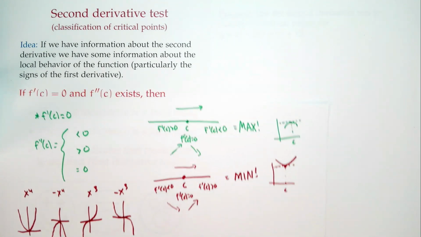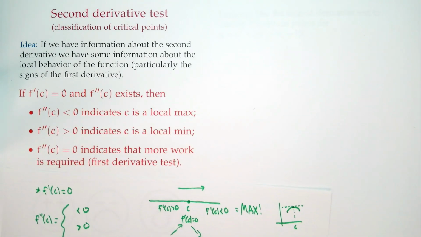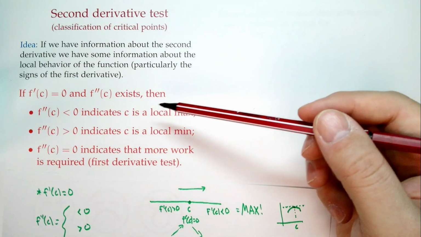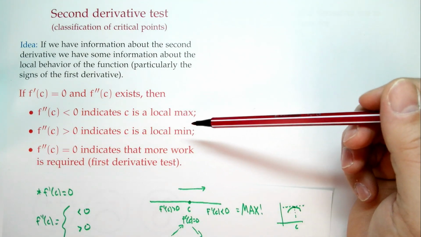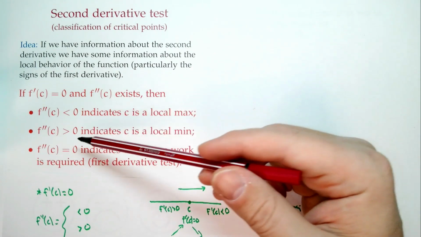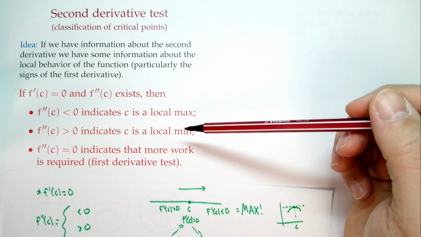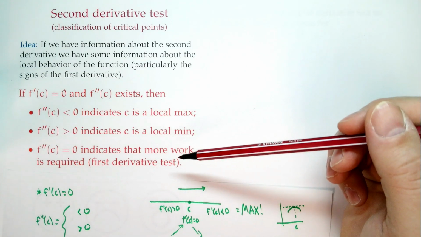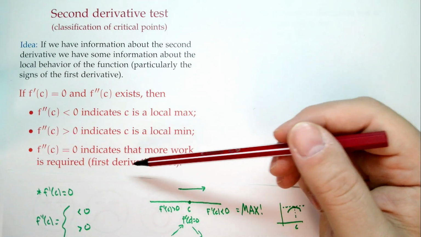So, in summary, here's what we do. If our derivative is 0 and our second derivative exists, then if the second derivative is negative, it's a local max. Second derivative positive, local min. And if the second derivative is 0, more work. More work being the first derivative test.